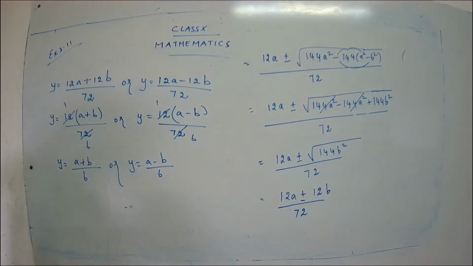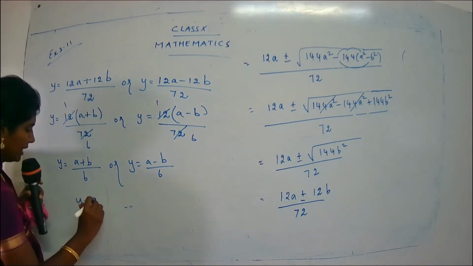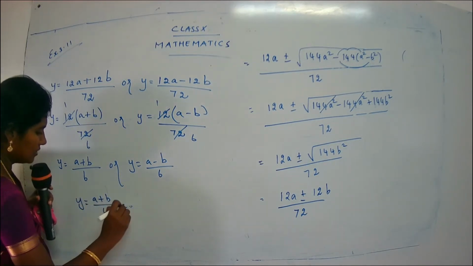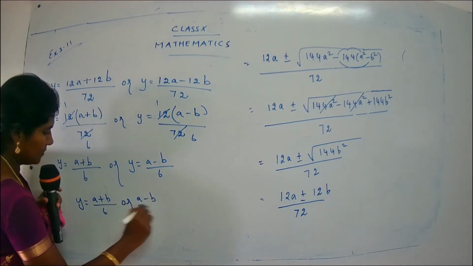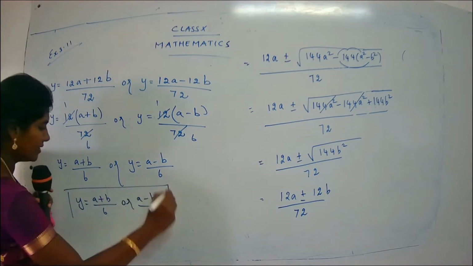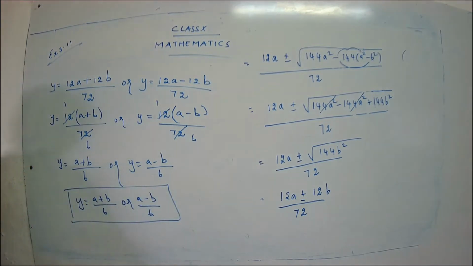So we have found the value for y. So y is equal to a plus b upon 6 or a minus b upon 6. So this is the required answer. I hope the sum is clear to you. Yes, children?